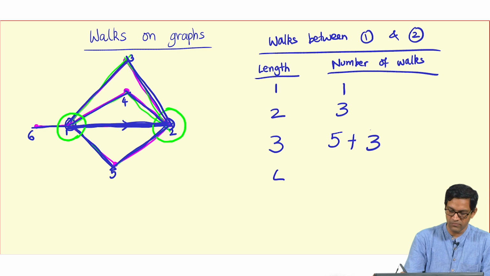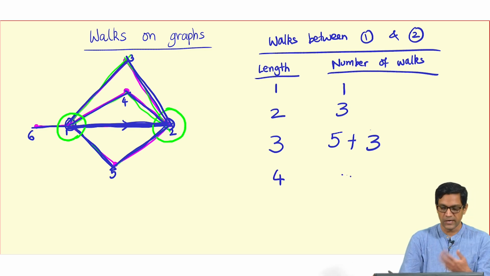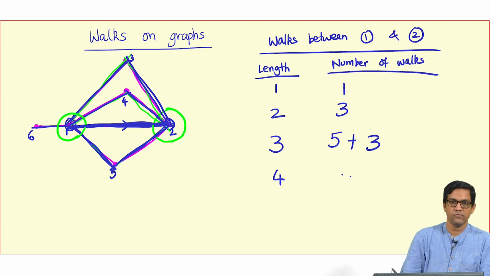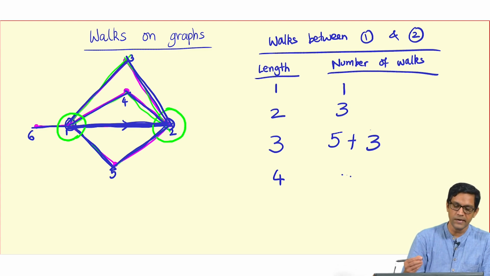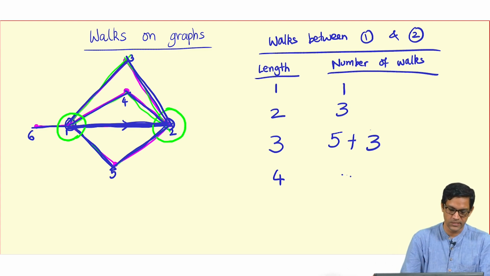Okay, and it gets progressively more complicated as you try to compute walks of larger and larger lengths. So, what one usually wants when one has a graph like this is some way of calculating how many different walks there are to go from some starting point to some ending point, some vertex 1 to some other vertex 2 in this case, just traveling through the edges of the graph.